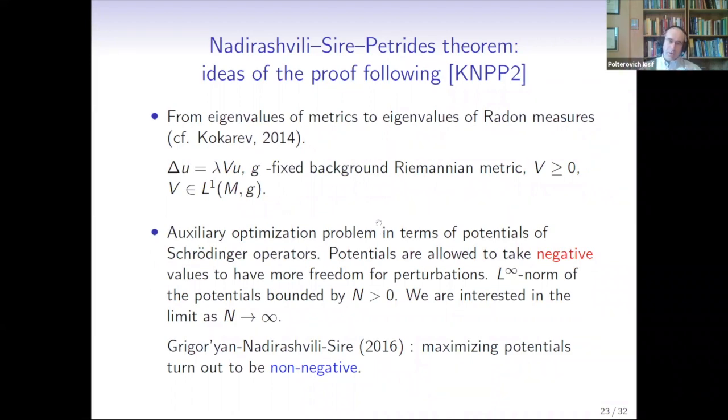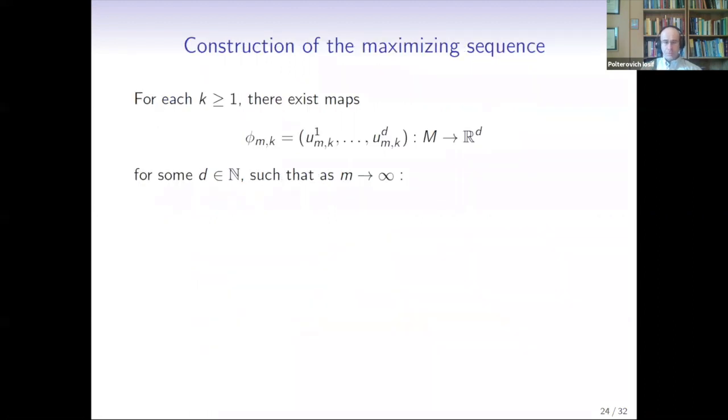So basically, the upshot is that for a given n, we consider potentials with the L infinity norm bounded by n, and for this n we can produce a maximizer. Now we would like to relax this condition that our potentials are bounded by n, and we let n go to infinity. The result of this step is as follows. For each k, where k, I remind you, is the index of the eigenvalue that we're maximizing, we have the following sequence of maps. M will be the index that parameterizes our maps, so M going to infinity corresponds to n going to infinity.